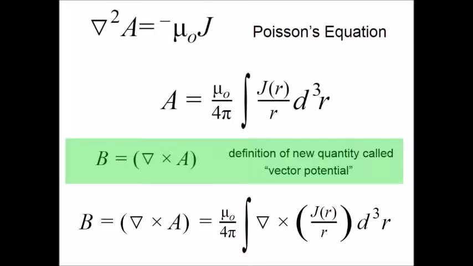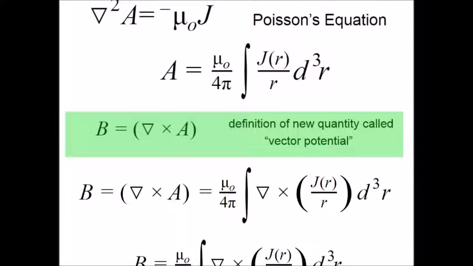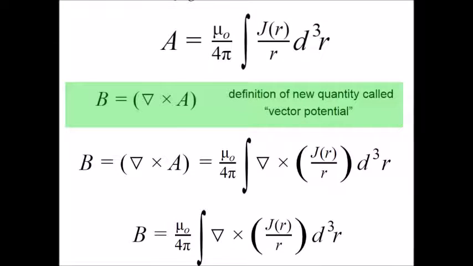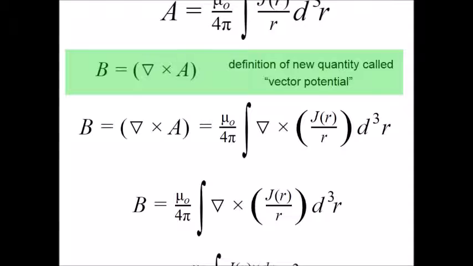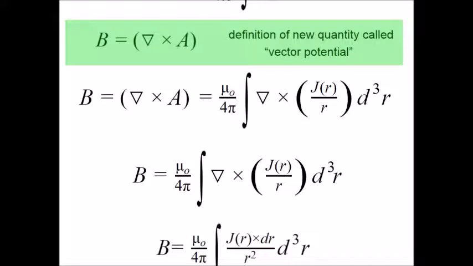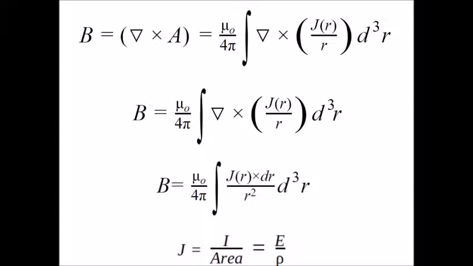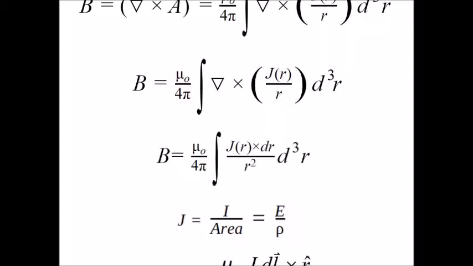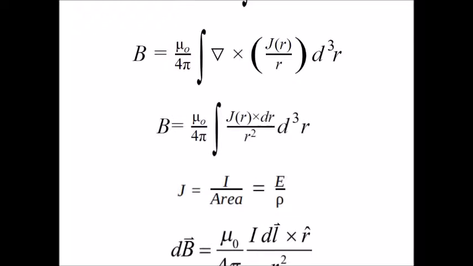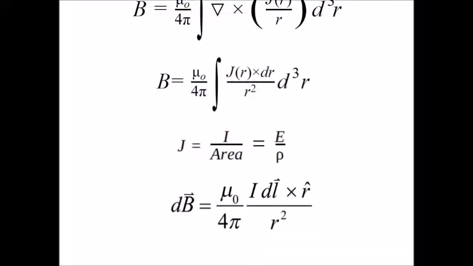Oh yeah, B equals curl A. We defined that. And the curl gives us a derivative. We assume current and current density are constant, but curl gives us a derivative. J over R becomes J over R squared. Negative indicates direction, and we're getting very close now, but we have B in terms of J. Remember the relationship between current density and current. Divide by area, integrate over area.